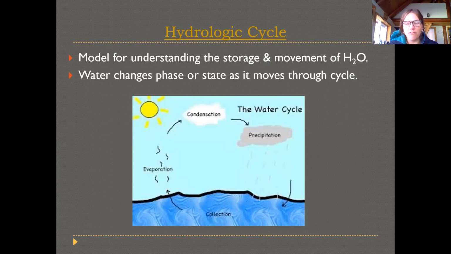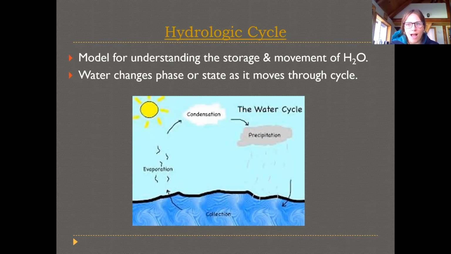Hydrologic cycle is kind of a fancy jargony term that just basically means water cycle. And what that means is it's just a model. A model is something that's a simplified version of something that helps us understand. And so we have a model for how water moves around in the environment.